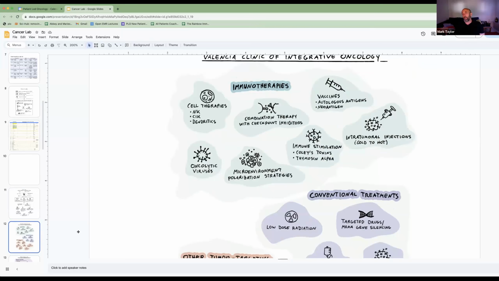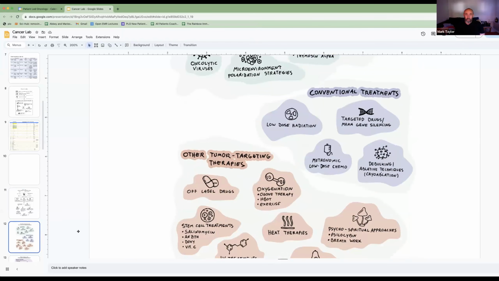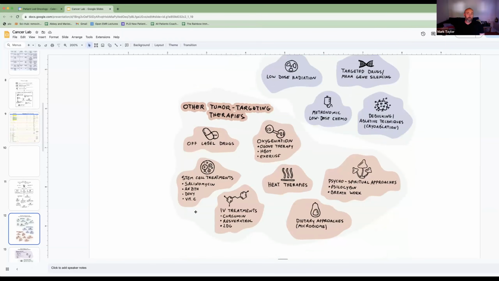We're trying to find everything we can in one place, from every type of cancer vaccine we can find, neoantigen vaccines, autologous vaccines, intratumoral injections, Coley's toxins, every IV we can find, every cell therapy we can find, every off-label drug we can find, every polarization strategy for the microenvironment, conventional strategies, stem cell treatment. So anything you hear about, we're trying to pull into this clinic, including the psychospiritual stuff like psilocybin therapy for death anxiety.